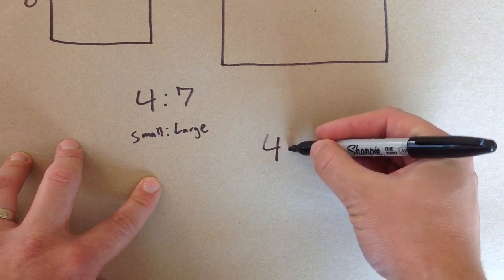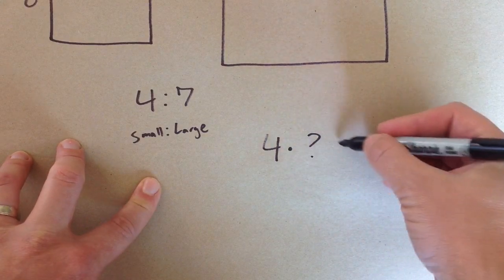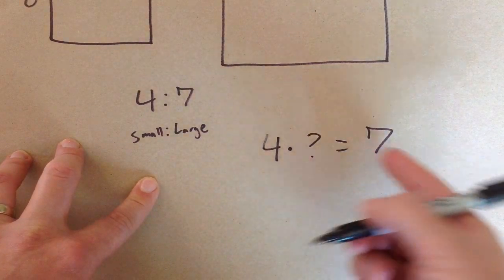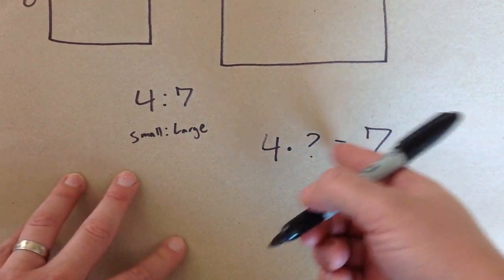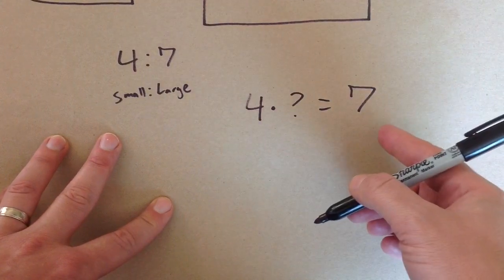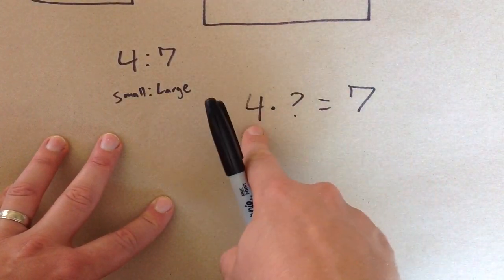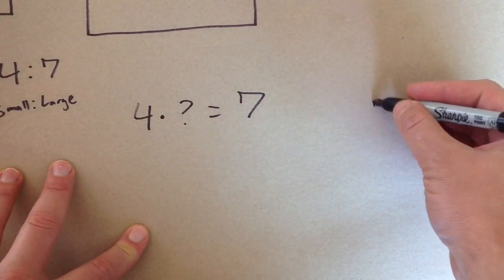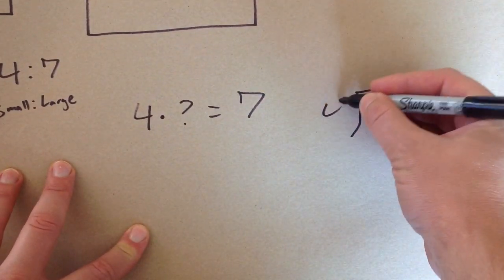How many times larger is 7 than 4? 4 times what equals 7? Well, I could figure that out by doing a little bit of division, because 7 divided by 4 will give me this question mark. So let's just do a quick 7 divided by 4.